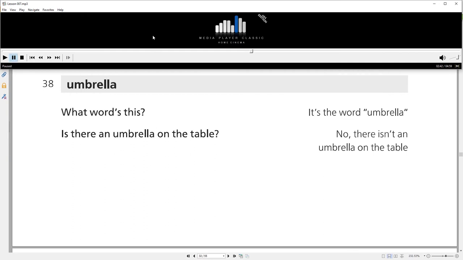Umbrella. What word's this? It's the word umbrella. Is there an umbrella on the table? No, there isn't an umbrella on the table.